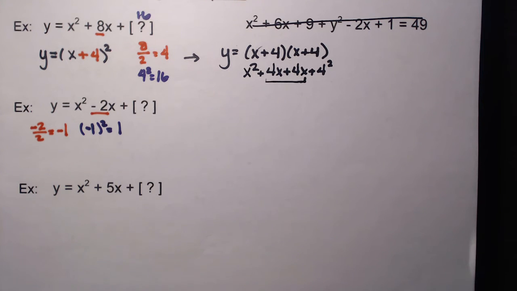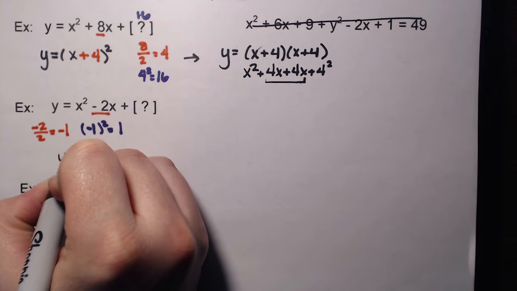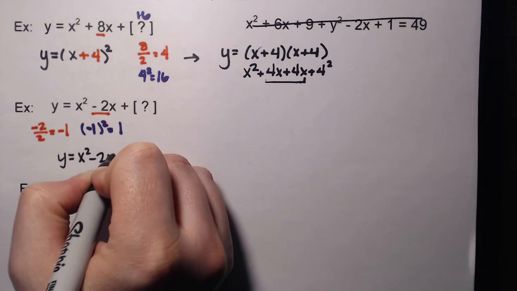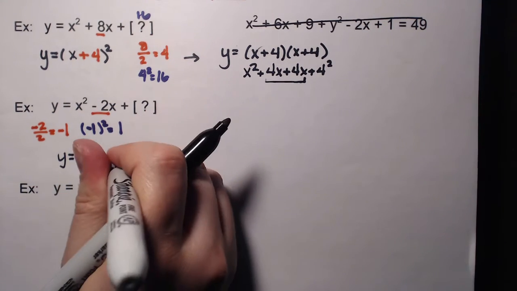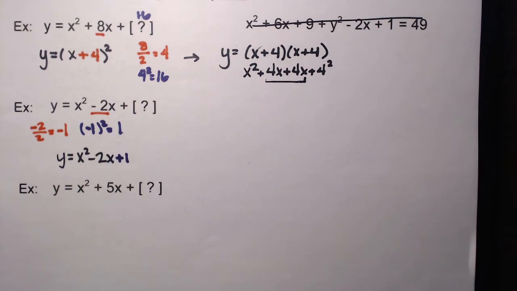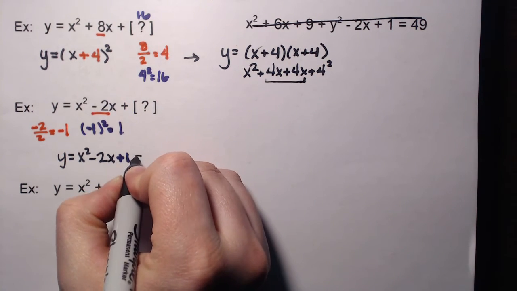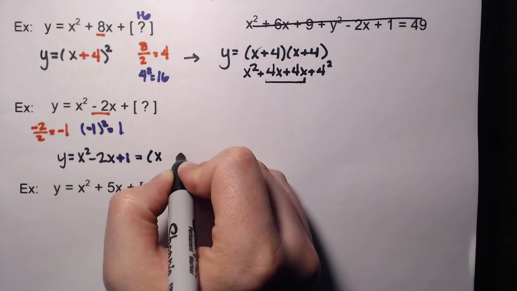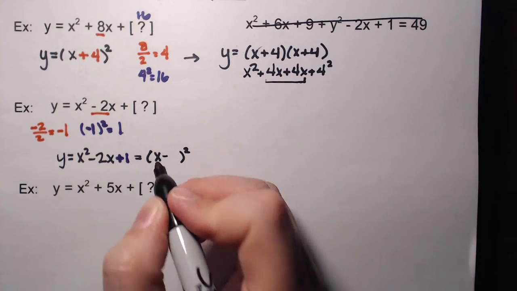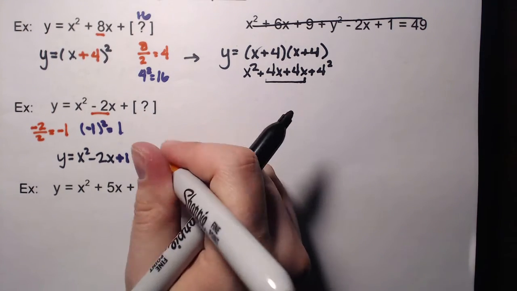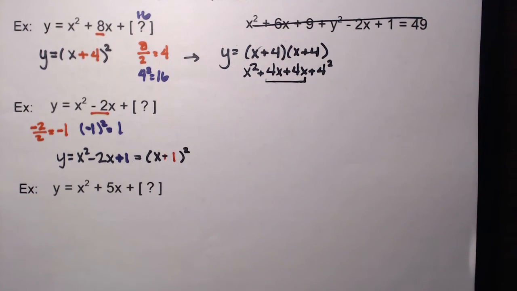So I can say that y equals x squared minus 2x plus 1 is the same thing as if I did x minus negative 1. So I'm really adding 1. So those are the same.